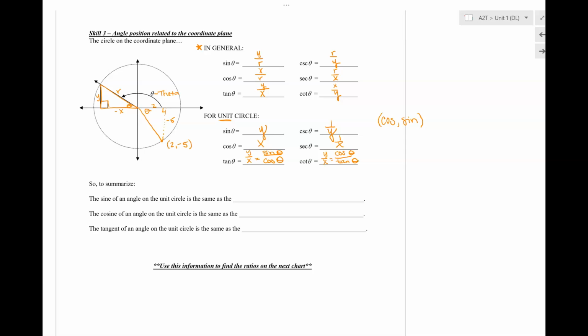So the sine of an angle on the unit circle is the same as the y coordinate. We just discussed that. And then the cosine of an angle is the same as the x coordinate.